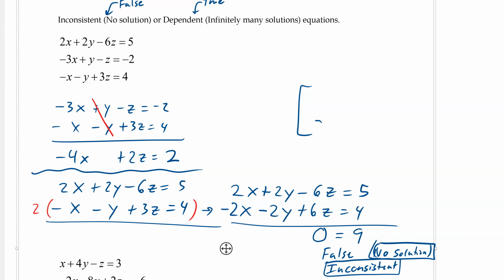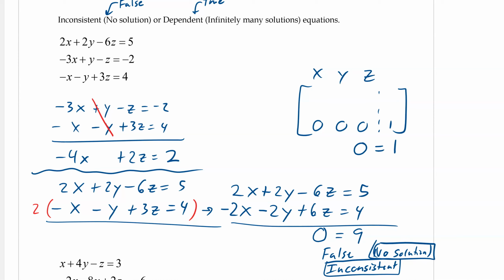The calculator gave us 0, 0, 0, 1. If you remember, that's x, y, and z. So what it's saying is our left side of the equation is 0 and the right side is 1. That is false. See? So it will give you a false statement as well, telling you it is inconsistent.